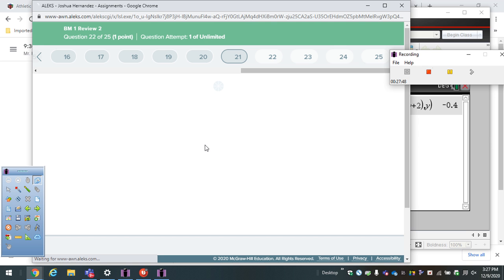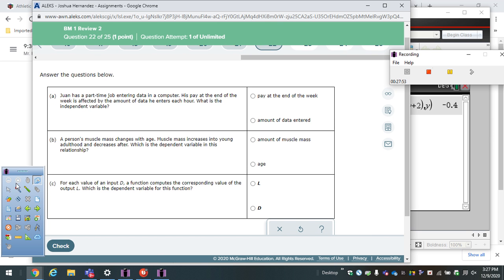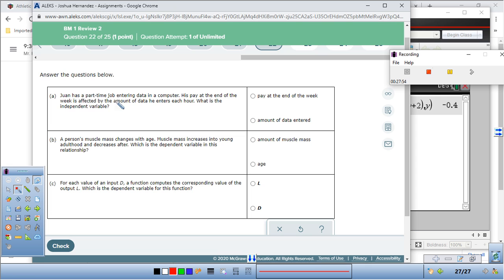22. Answer the questions. Okay, Juan has a part-time job entering data in the computer. He gets paid at the end of the week, and his pay is affected by the amount of data he enters each hour. What's independent? His pay comes last, right? Independent comes first.